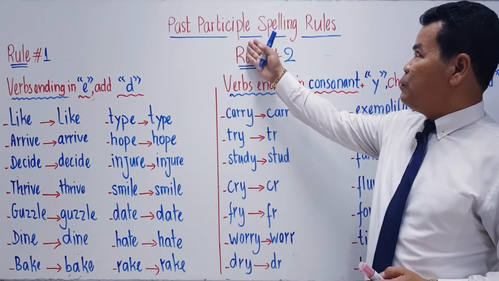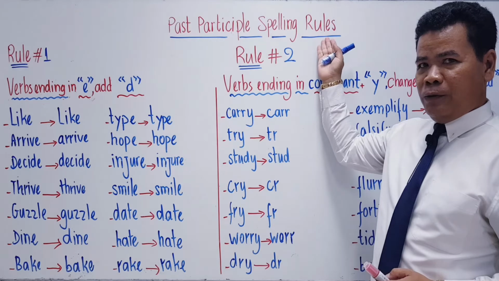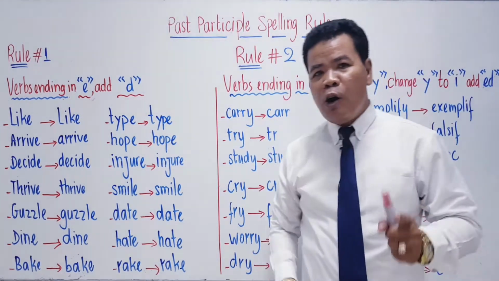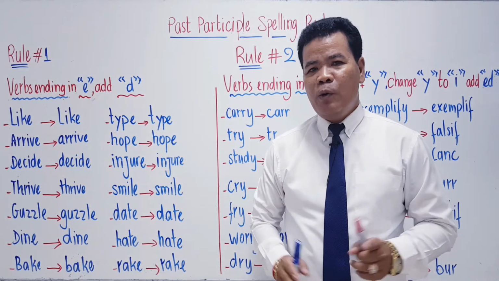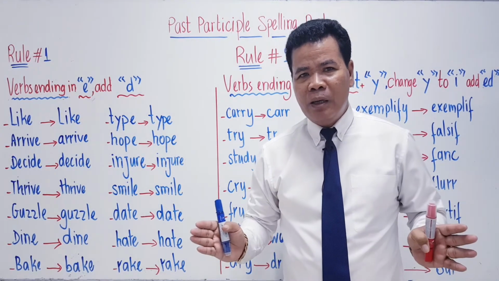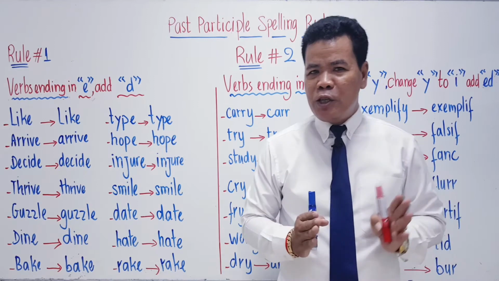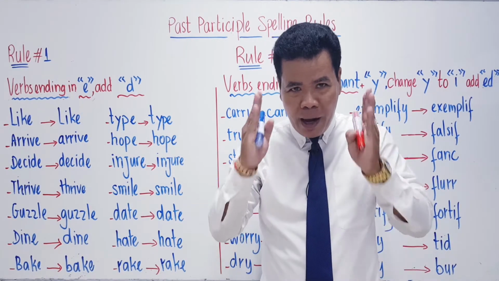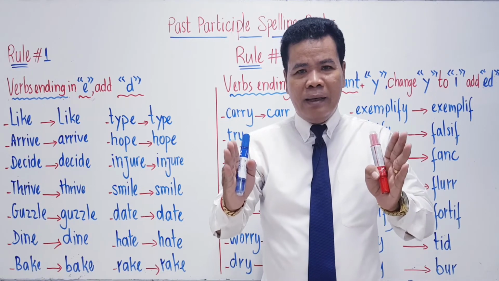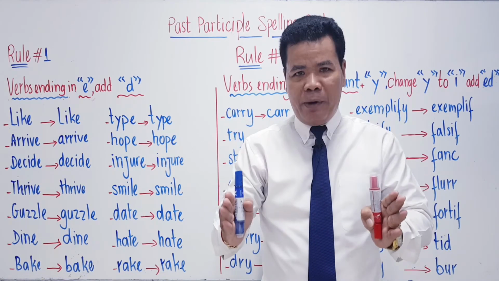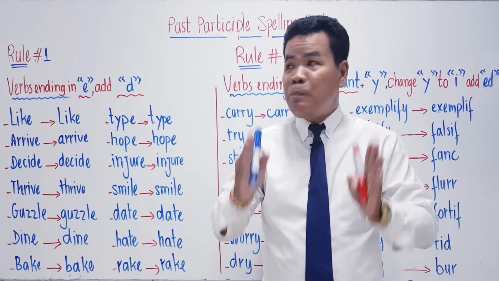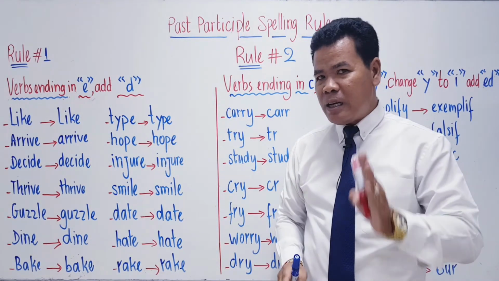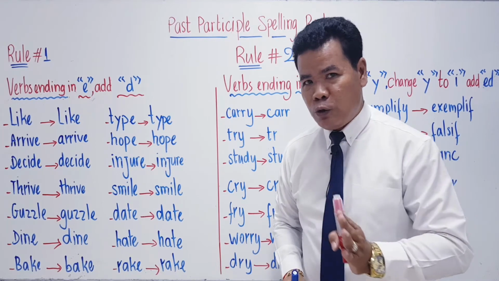Past participle spelling rules. The past participle spelling rule involves the regular verb. We are not talking about irregular verbs. For irregular verbs, you have to remember the past participle. Try to remember, you understand? But for spelling, the past participle spelling rule of the regular verb is not easy. You have to follow the rules.